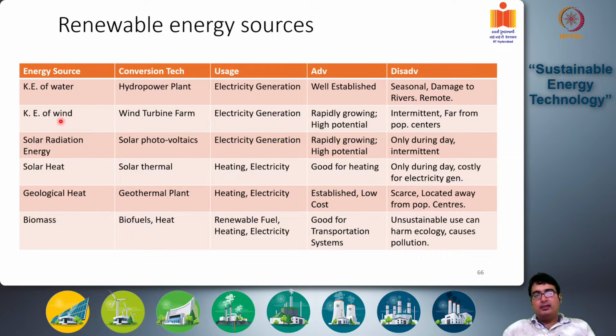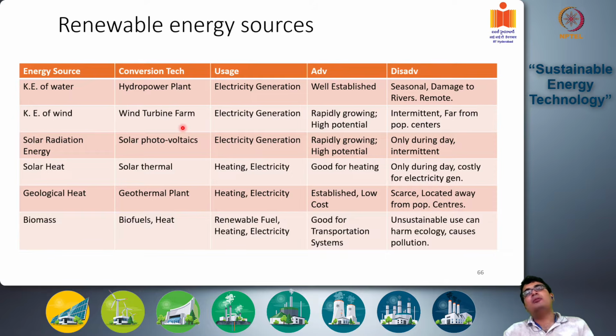The next type of energy source is the kinetic energy from wind. Again, this is reasonably well established. The conversion technology is wind turbine farms. It's a modern renewable in the sense that as an electricity generation source, wind turbines came into vogue and became popular only from 1990 onwards. However, as a technology, windmills have existed for a very long time.